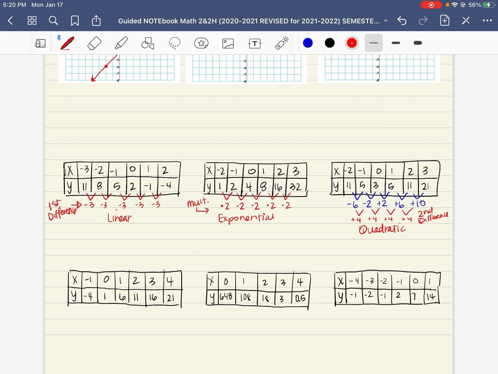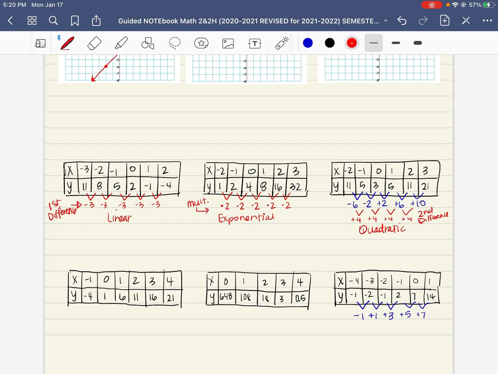Okay. I'm going to show you just really quick on the next ones how that works again. So again, if I'm looking at this one, I'm always looking at those first differences there. To get from -1 to -2, I'm decreasing by 1. To get from -2 to -1, I would increase by 1. -1 to 2 is going to add 3. 2 to 7, I'm adding 5. 7 to 14, I'm adding 7.